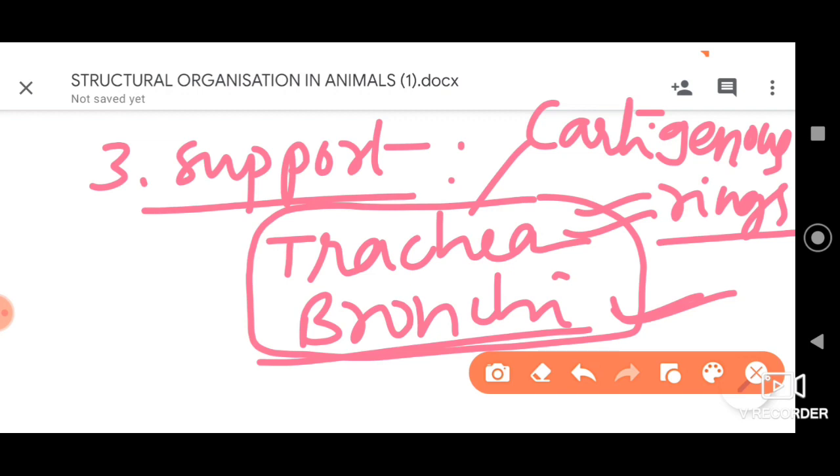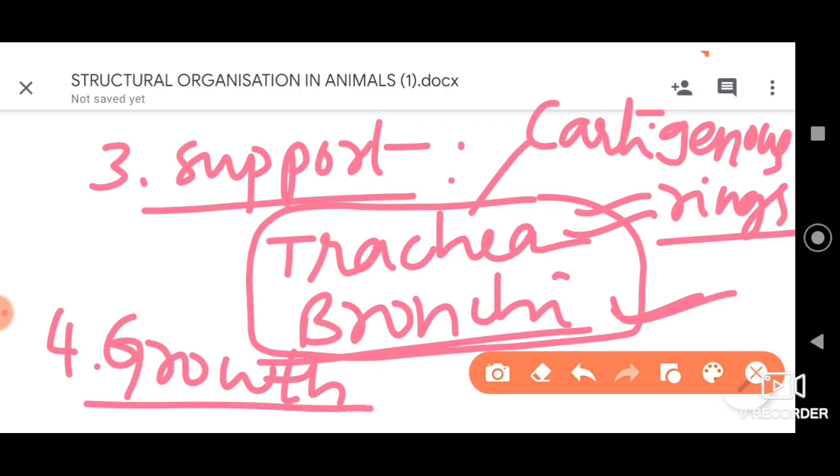And the fourth function is that they help in growth. I've already told you, especially the growth of longitudinal bones, the long bones which are present in the neck region generally. So the hyaline cartilage provides for growth. So four functions: it reduces friction at joints, it helps in movement, it helps in support, and also it helps in growth. So this is about the hyaline cartilage.